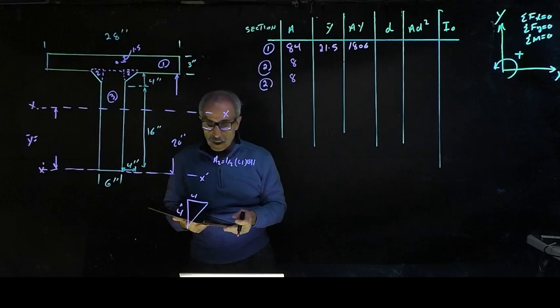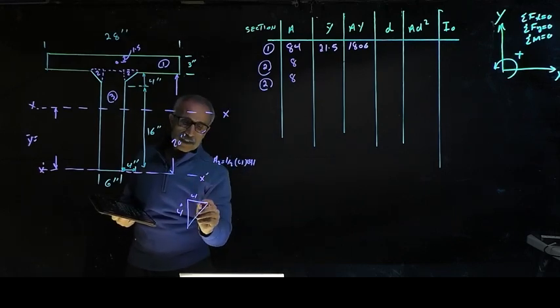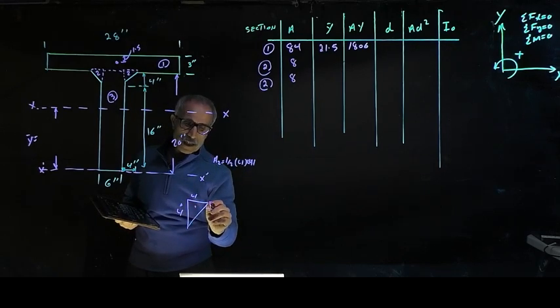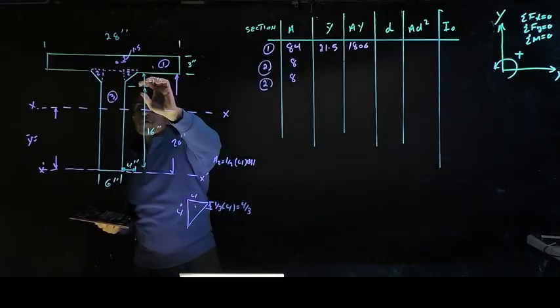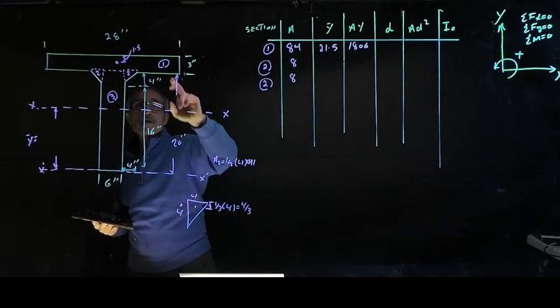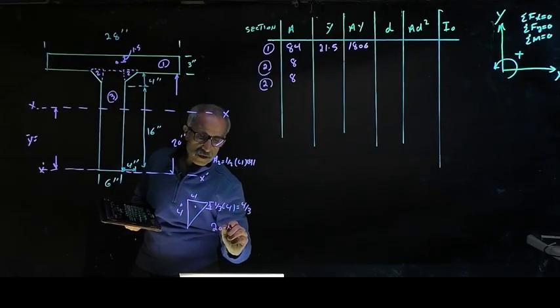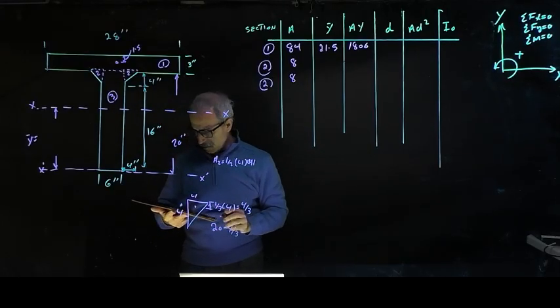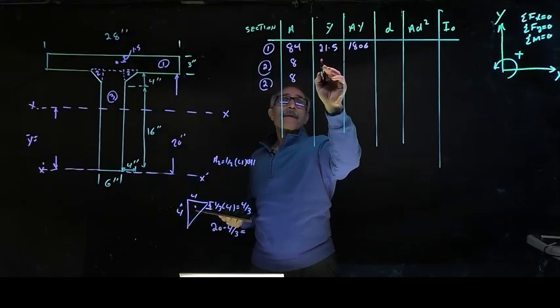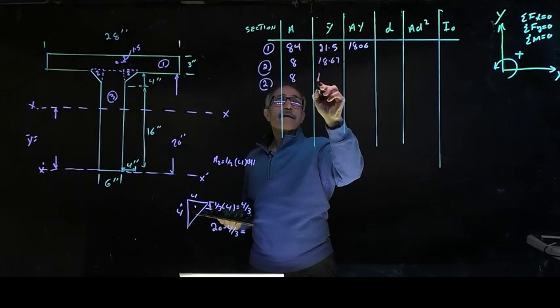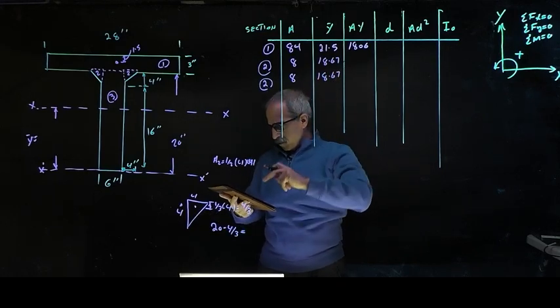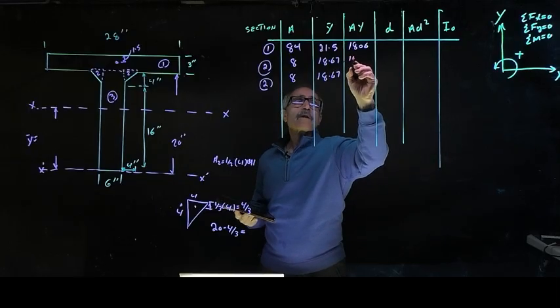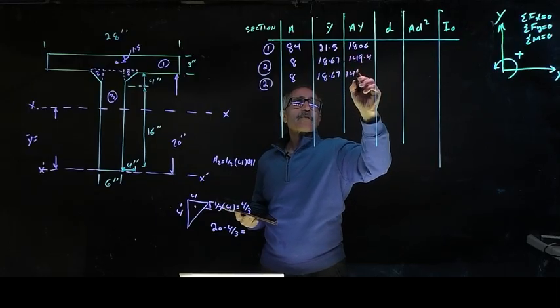Y bar. Now remember, we talked about the triangle. The center of the triangle is 1/3 from the base, so it's 1/3 right here. If this is 4 inch, that's 1/3 of 4, which is 4 divided by 3. From here to here is 20. So 20 minus 4 divided by 3 will give me 18.67. If I multiply that by 8, I should get 149.4.